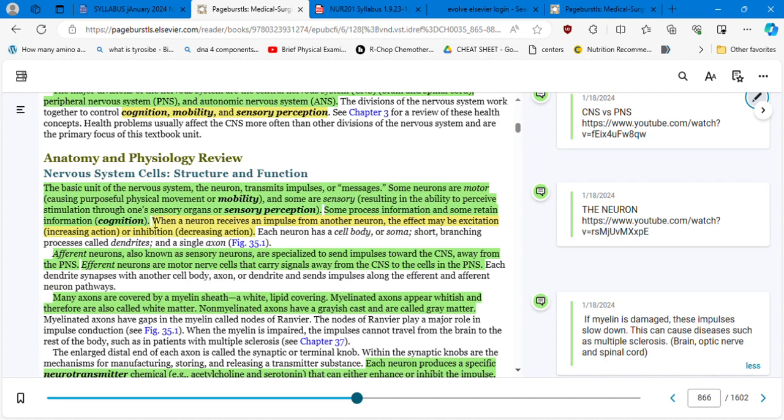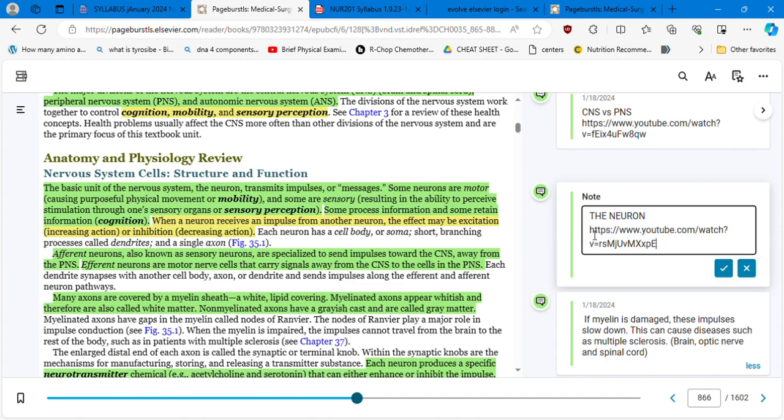Now, when a neuron receives an impulse from another neuron, the effect may be excitation, which is increasing the action, or inhibition, decreasing the action. So let's watch another video about the neuron. We're going to see the parts and everything. I strongly suggest you watch this video several times, because some of the diseases we are going to study later are related to the transmission between neurons, okay? So make sure you know this.